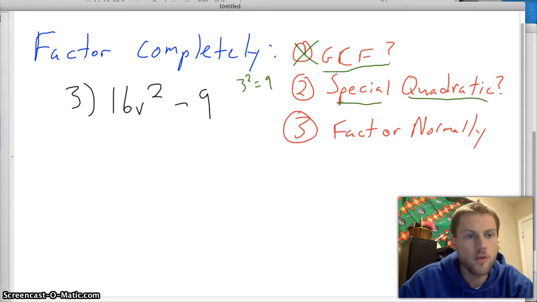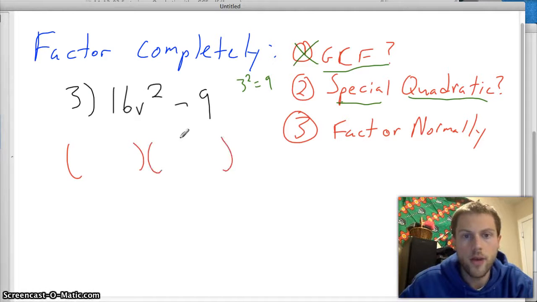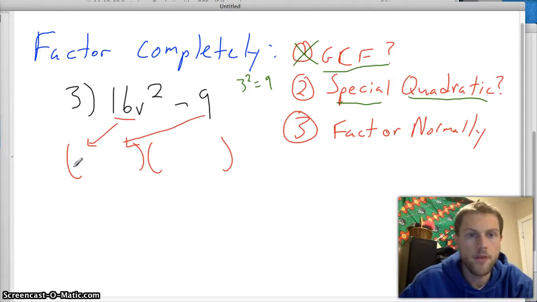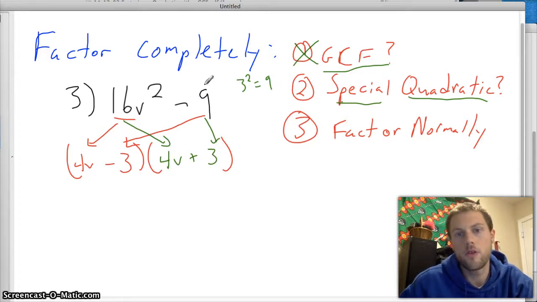To factor the difference of two perfect squares, it's always going to have the format of the square root of this minus the square root of this. So I am going to have a 4v, which is the square root of 16v squared, minus 3, which is the square root of 9, and it's going to be multiplied by the square root of this, 4v again, plus the square root of the C term.